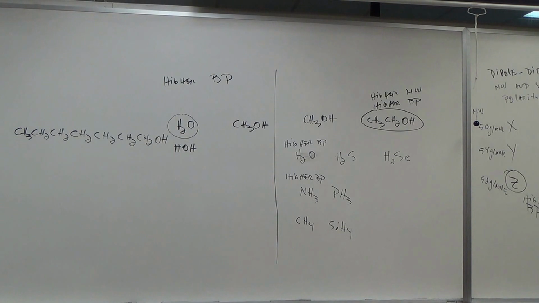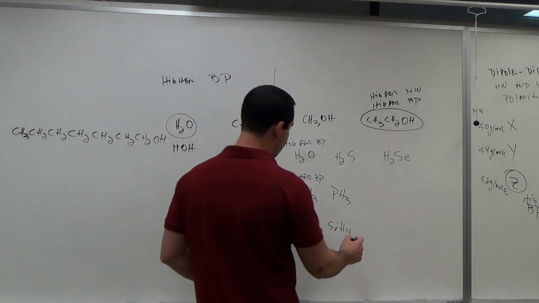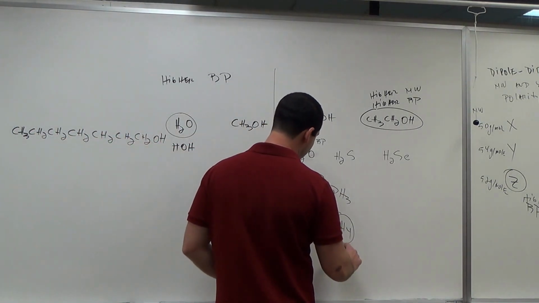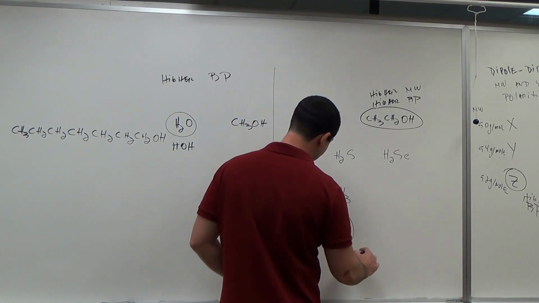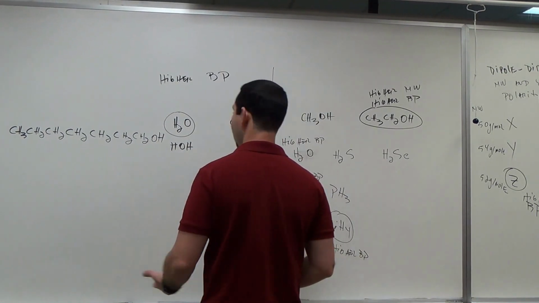Okay? Now I give you another example, CH4 and SiH4. Which one has a higher boiling point? Well, that's a non-polar, so I'm gonna go with silicon. What do we call it? Silicon? Okay? That's right. This here has a higher boiling point. What's the name of that?